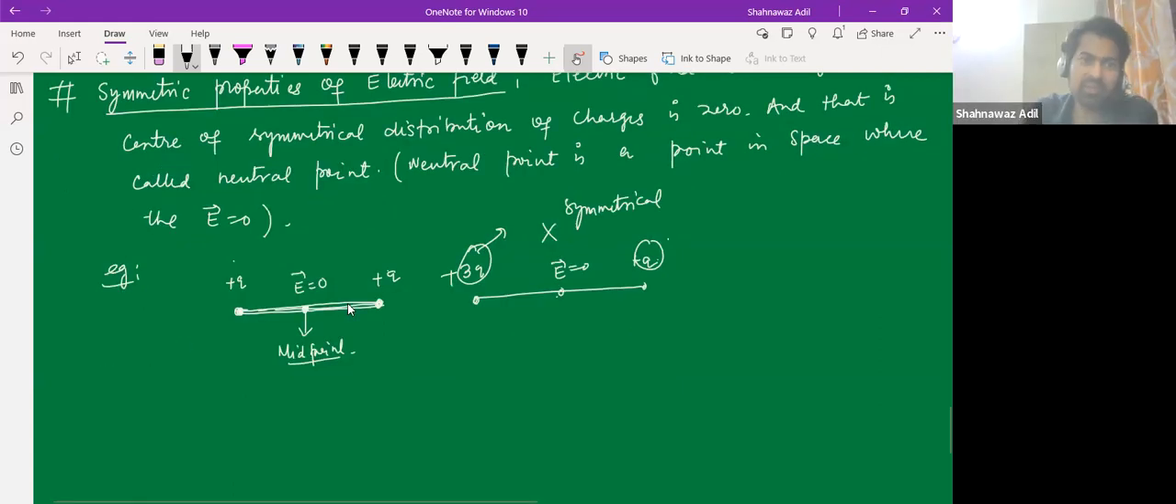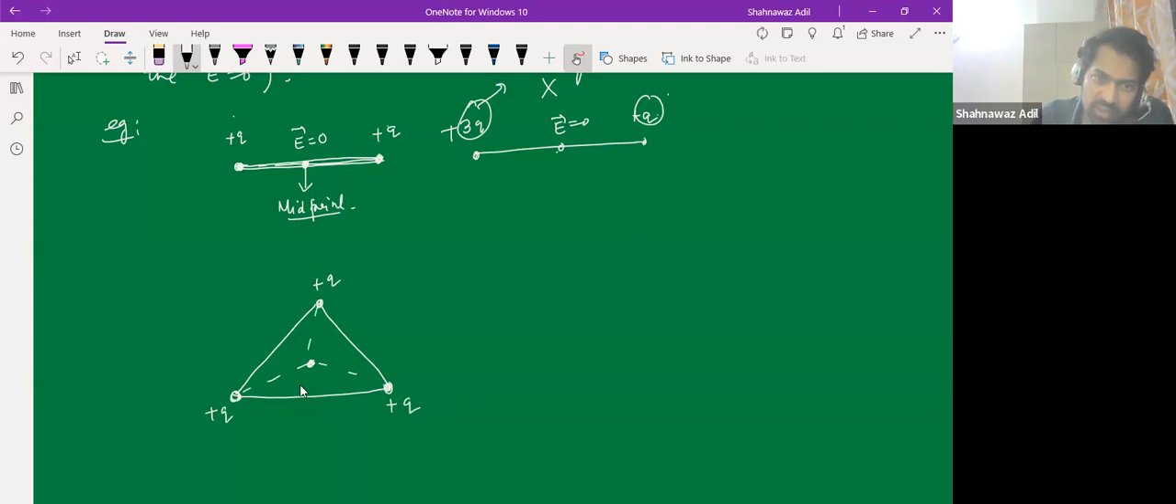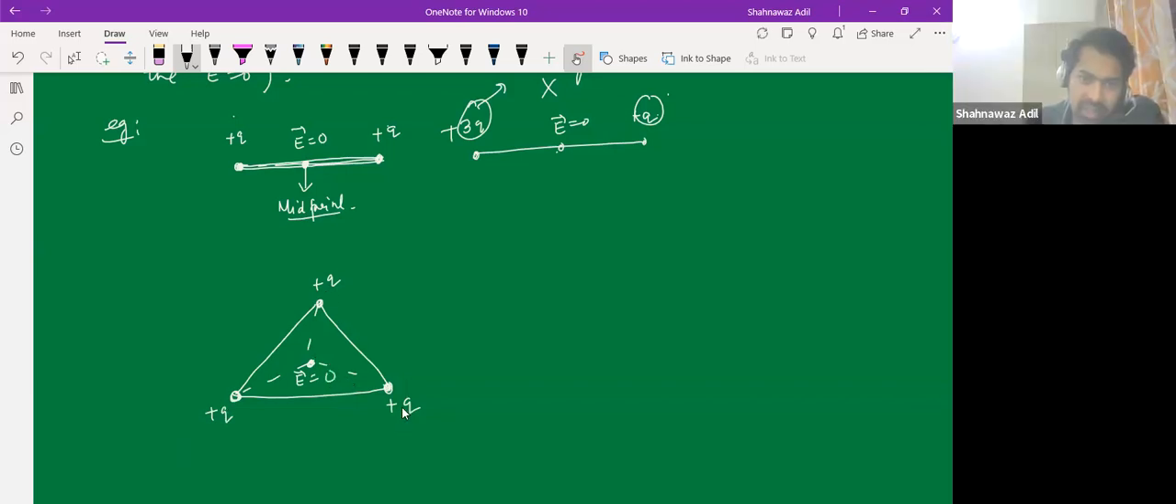Similarly, let's say I have an equilateral triangle. The charges are at the vertices of the equilateral triangle, and the same charges are there. If I want to find out the electric field at the centroid, how much would it be? 0, right? Because these are symmetric. If this would have been 2Q, if this would have been 5Q, and if this would have been asymmetric, then this would not have been 0.